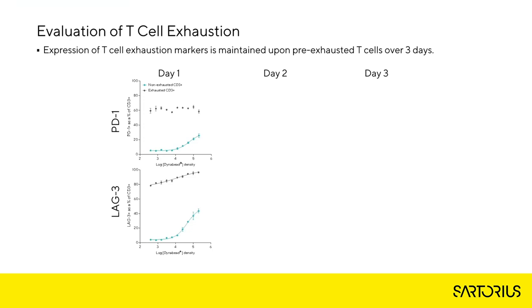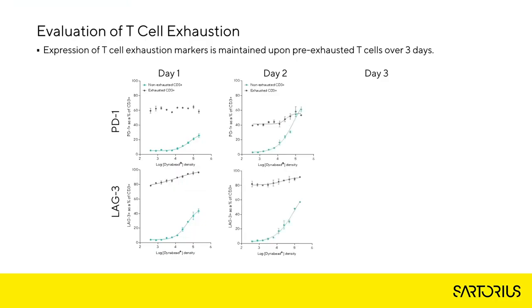LAG3 positive expression is also very high in exhausted cells, ranging from between 80 to 100%. The non-exhausted cells exhibit low levels of both PD1 and LAG3 on day 1, dependent on the density of Dynabeads they were stimulated with. Day 2 shows a similar pattern with increasing levels of exhaustion markers on non-exhausted cells, while those that were pre-exhausted maintain high and consistent PD1 and LAG3 expression.